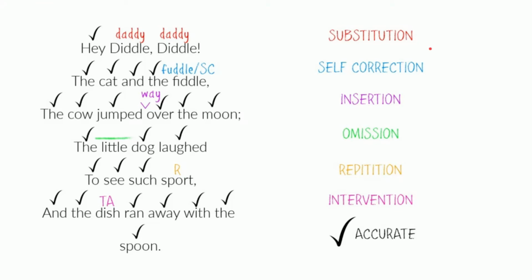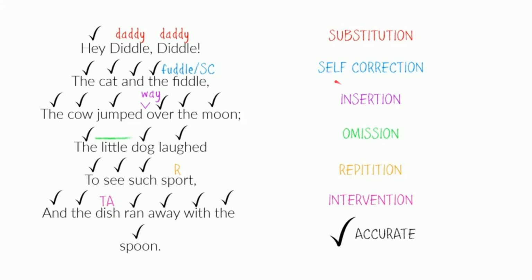So when a student is reading the passage and they make a substitution, it means that the student has substituted a word with a different word. For example, changing diddle to daddy. If the student read, hey daddy daddy, instead of hey diddle diddle. And how you're going to mark a substitution is by writing the word that the student says over the word they were supposed to say. And this is going to count as an error on a running record.